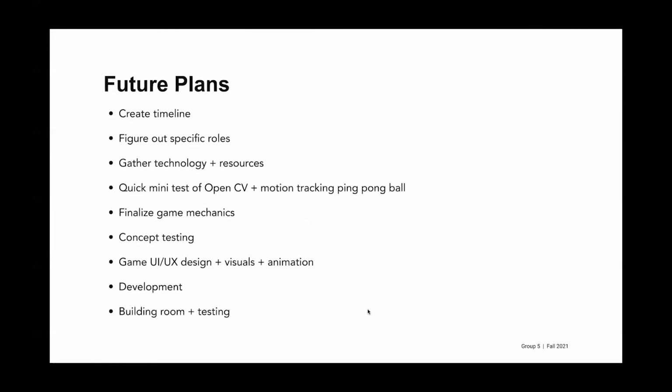And then for future plans, we should create a timeline as soon as possible and figure out specific roles, gather technology and resources, run a quick test of OpenCV to make sure that we can utilize this technology for motion tracking for what we want it to do, finalize our game mechanics and start concept testing really quick just to make sure that people are on board with this, and then figure out from there our UI, UX, visuals, animation, and development, and then build that room and test.